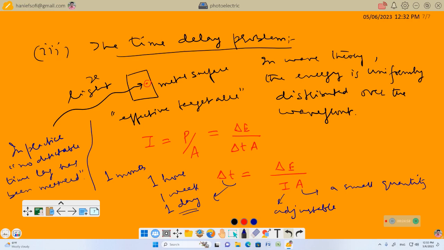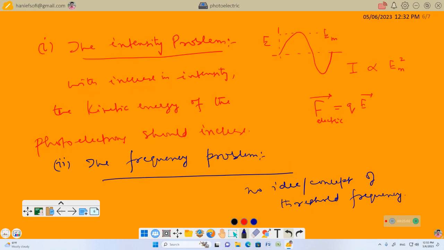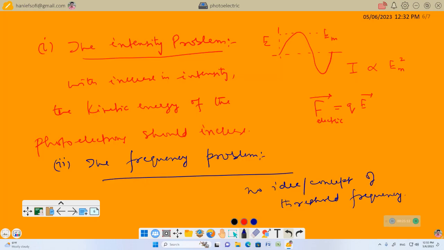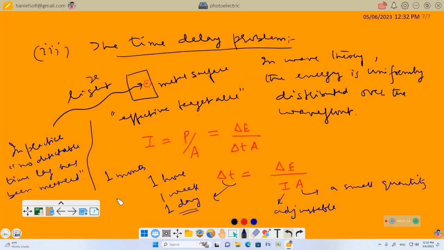So you can see another dispute. So we have these disputes in explaining photoelectric effect using wave theory. So we say wave theory fails in explaining the photoelectric effect. How can we explain these experimental findings?